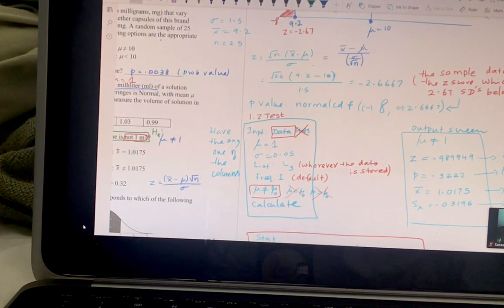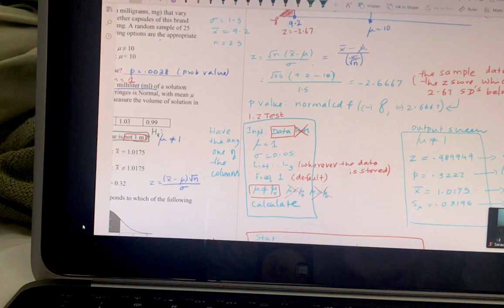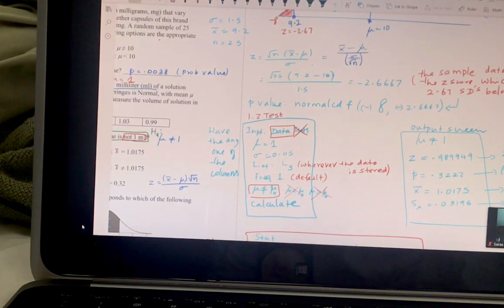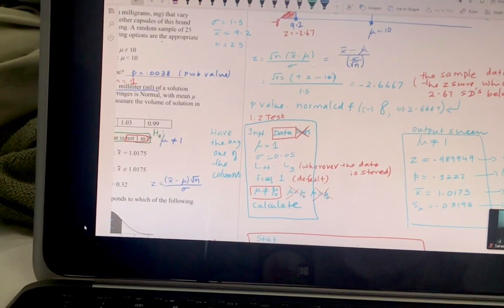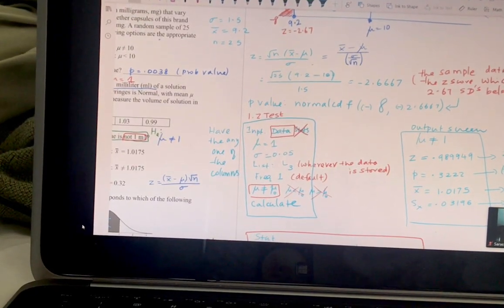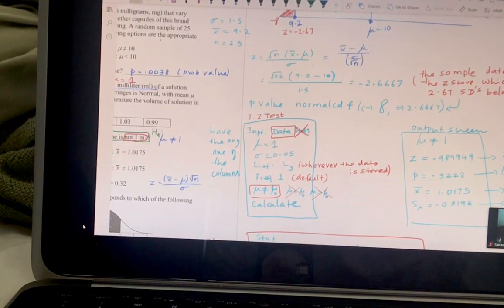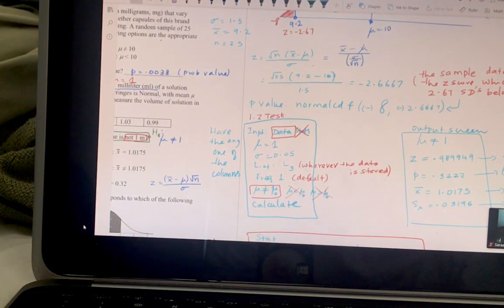It will ask you the frequency. The frequency is 1, which is the default. You don't have to change the number. Then move the cursor down. Again, you will get the 3 options: mu not equal to mu sub 0, mu less than mu sub 0, mu greater than mu sub 0. Ignore the other 2 options and use mu not equal to mu sub 0, because that's your alternate hypothesis. Then move the cursor down and hit Calculate.